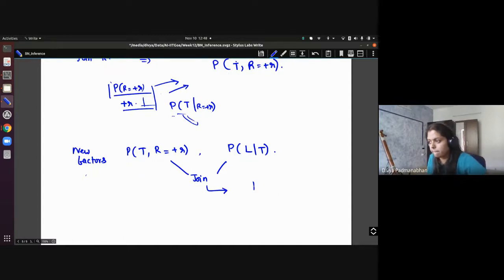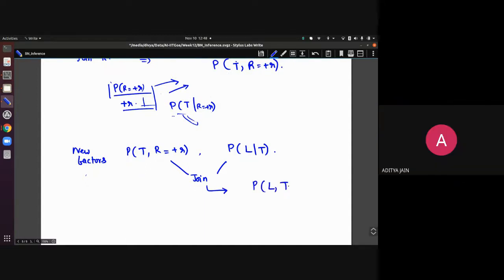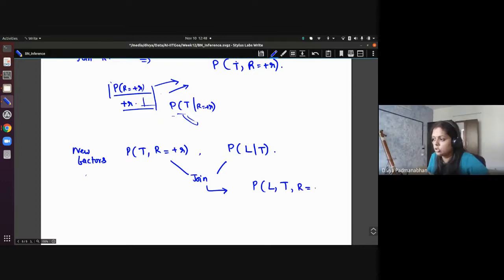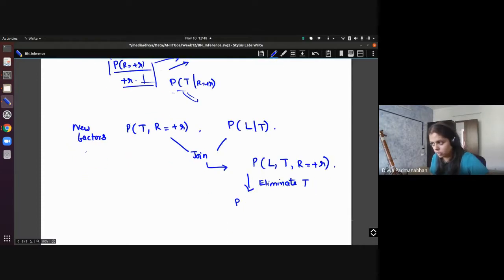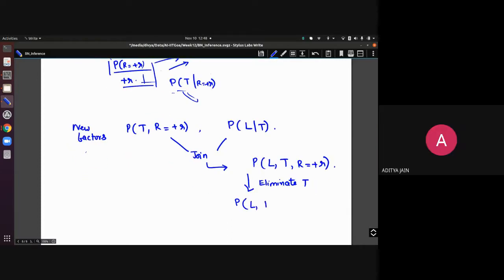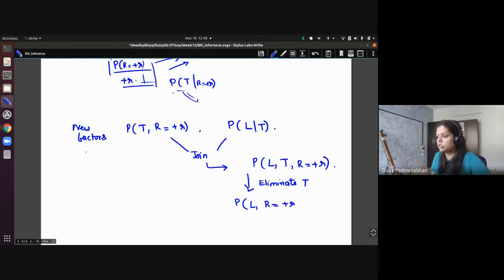Probability of L, T, R equal to plus R. And now there's an extra T here, so you could eliminate a T. Okay, so that would give you what? P of L, R equal to plus R.